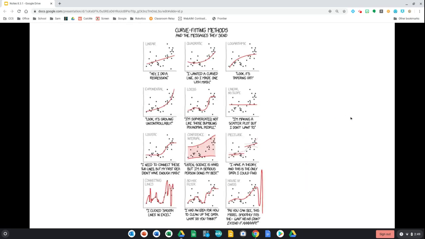As we close today, here's a statistics cartoon about different types of regression equations. I'll just leave that with you as we close today.